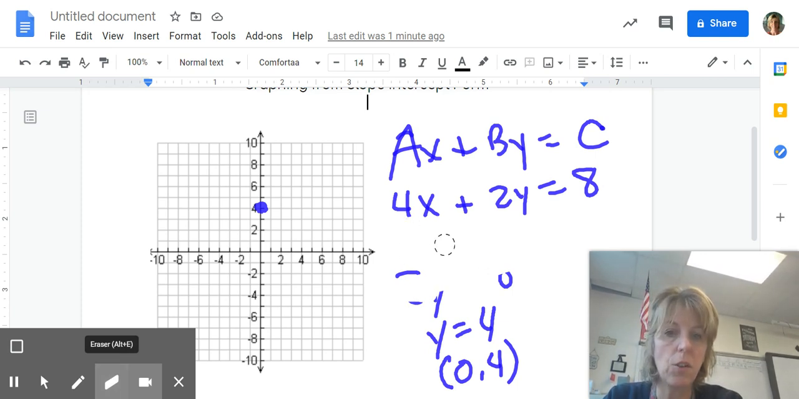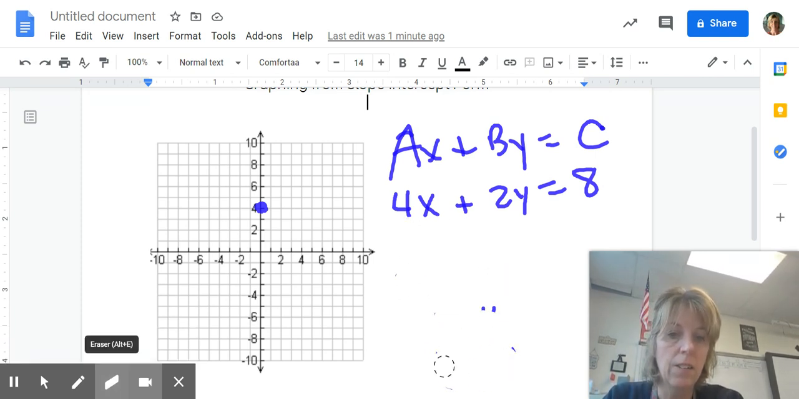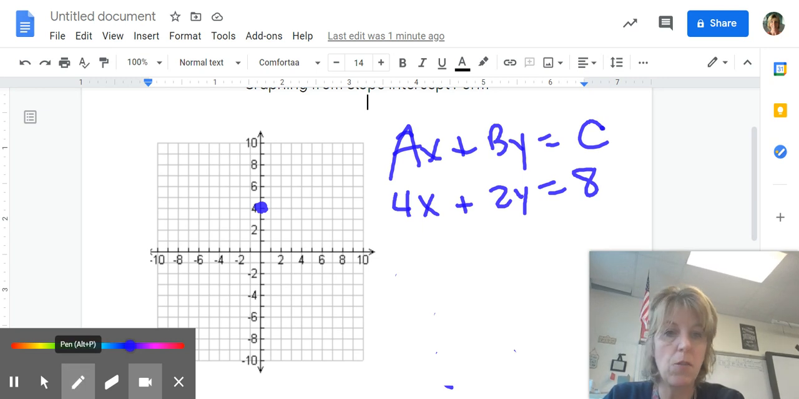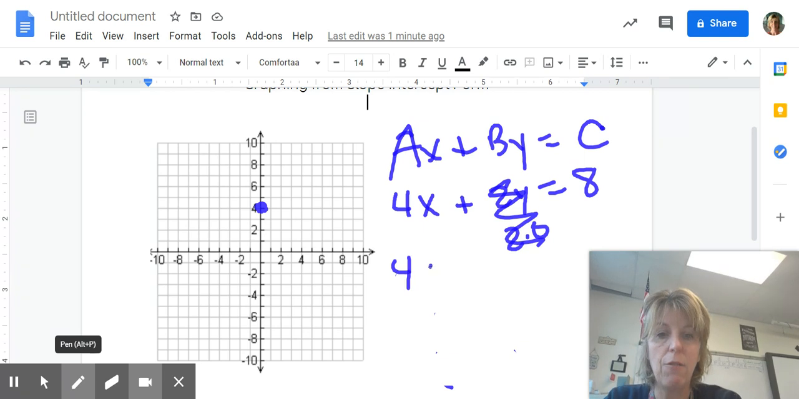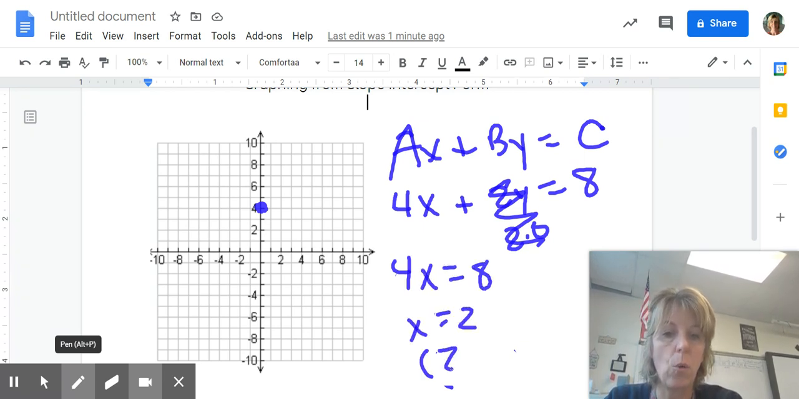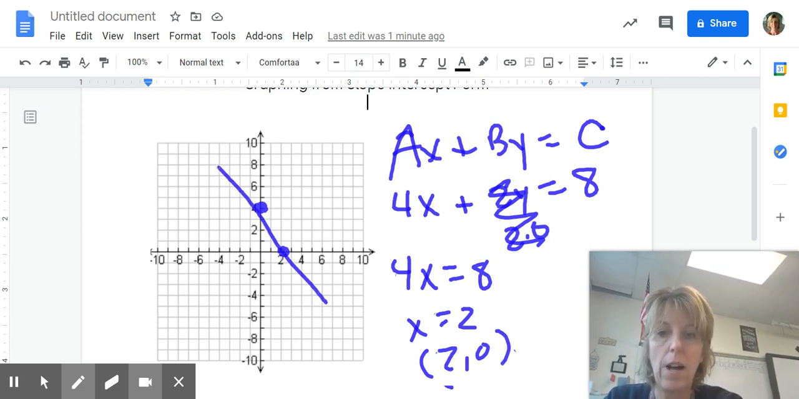And I can also put 0 in for y because of my intercept concepts. If I put 0 in here, making that 2 times 0, it's going to make that go away. So if I'm solving for x, I cover the y, opposite way around. I get 4x equals 8, and I get x equals 2. Now that's really a coordinate point, (2, 0). I found my 2 points, and I can graph.